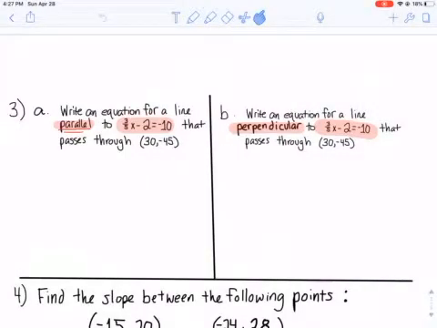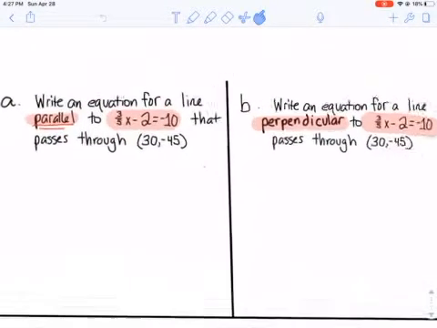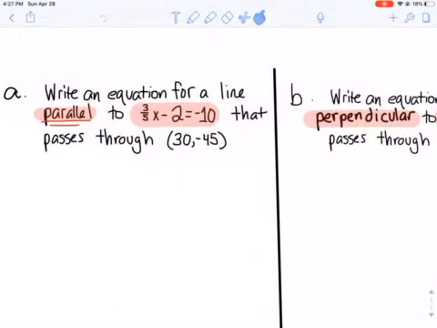Okay, I've had some questions on number 3 here on the study guide, so I figured I'd walk through it for you. Now, I notice I even highlighted the key information here. Our goal is we want to write an equation for a line that's parallel to this given equation.